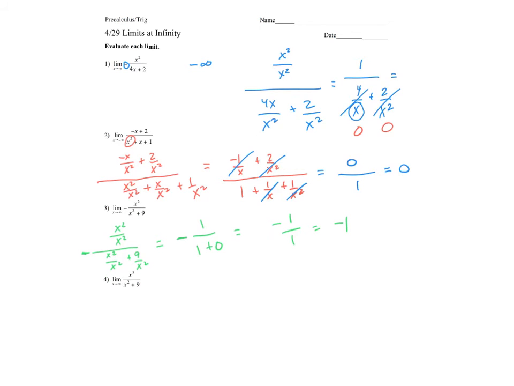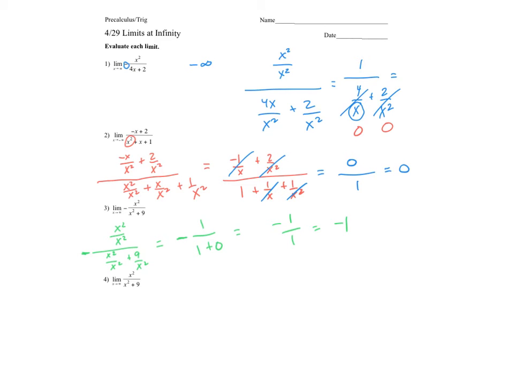So if you notice, the degree of the top was the same as the degree of the bottom. Those usually are going to clean up to a number. If the degree on top is less than the degree on the bottom, it's also going to give you a number, not an infinity. But if the degree on top is bigger than the degree on the bottom, you're going to get infinity or negative infinity. So just pay attention to that.